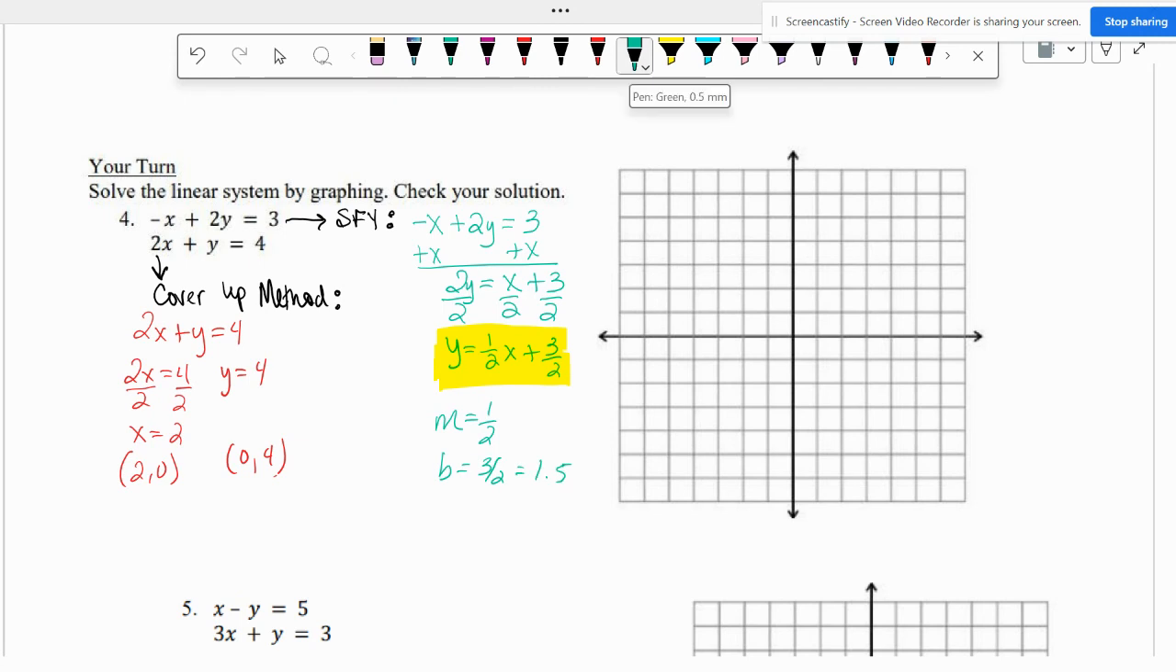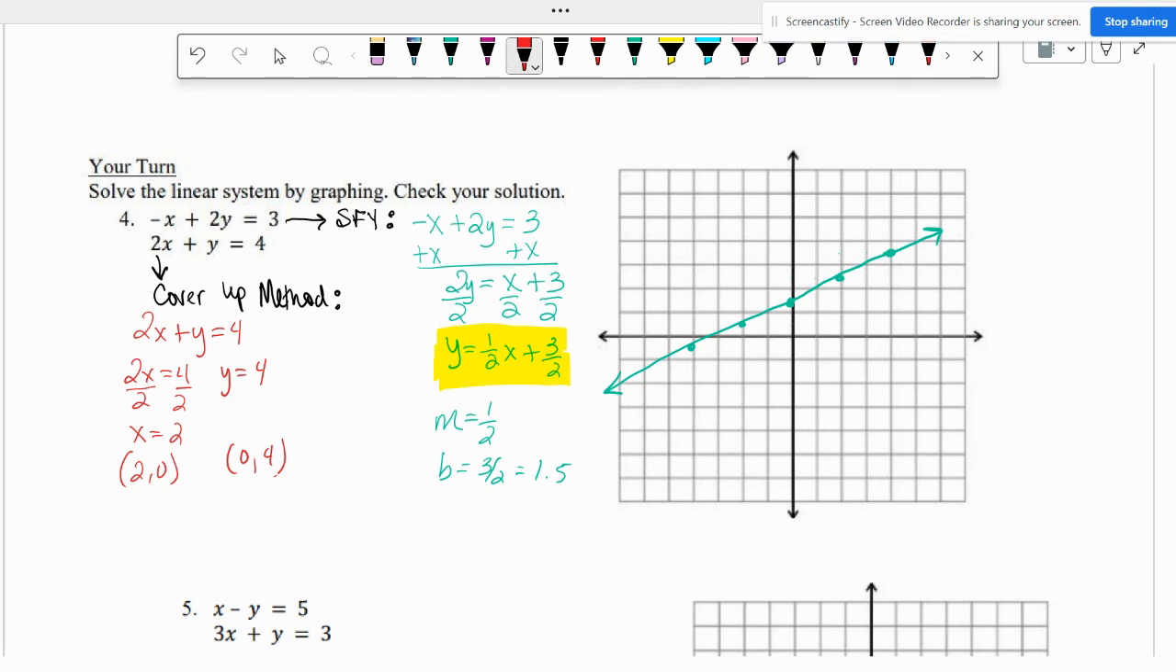So I'm going to go to 1.5 on my y-axis, and then from there I'm going to go up 1 whole over 2. I'm going to do that again, up 1 over 2. I could also go down and over 2. Down 1 and over 2. So this is what that first equation that you solved for y is going to look like.